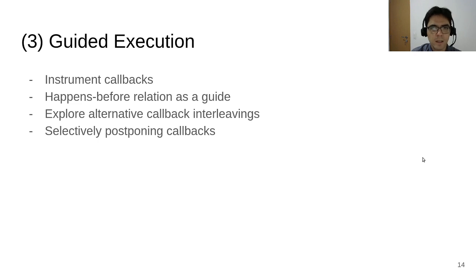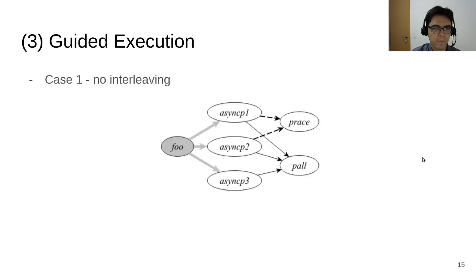Finally, in the third phase, NodeRacer instruments the callbacks and uses the happens-before relation as a guide. So the goal here is to explore alternative callback interleavings by selectively postponing callbacks. The guided execution handles mainly three cases.